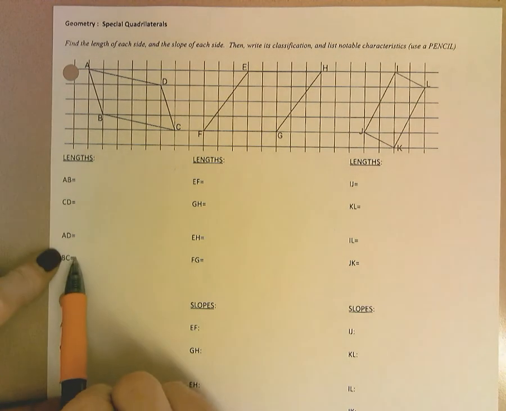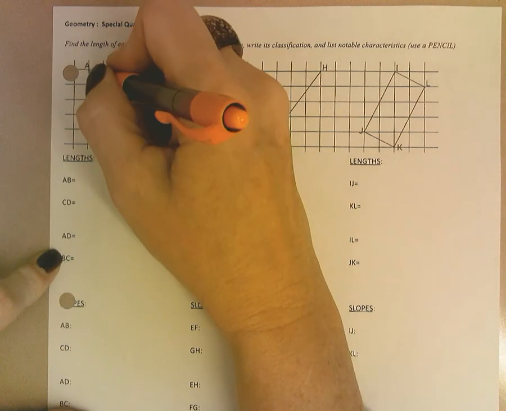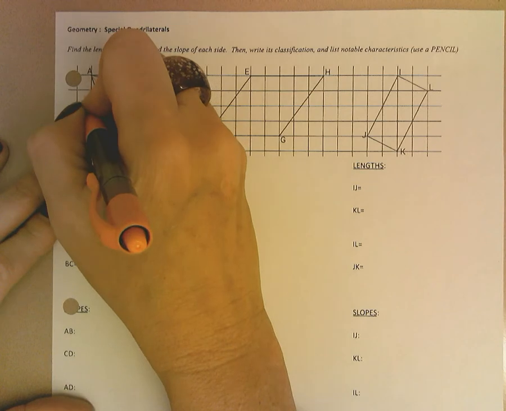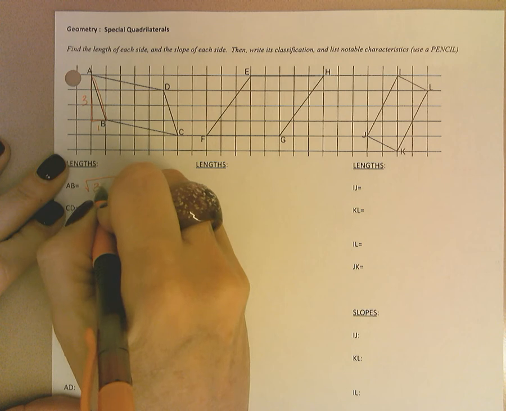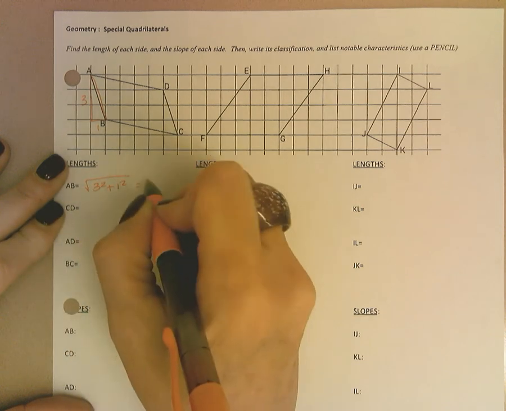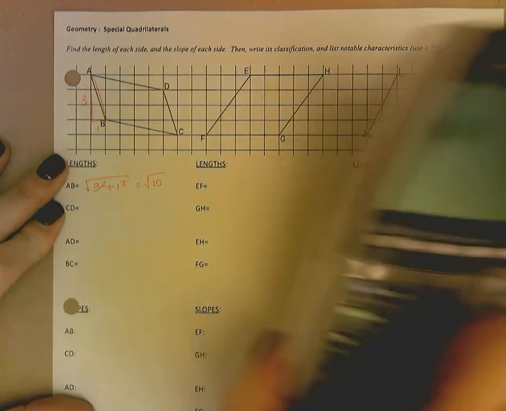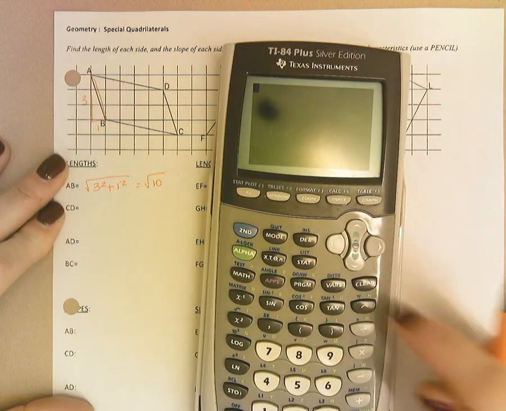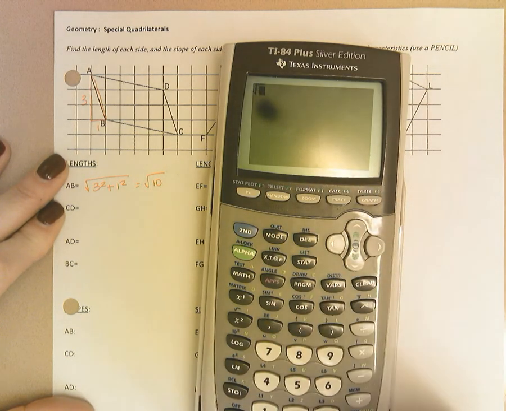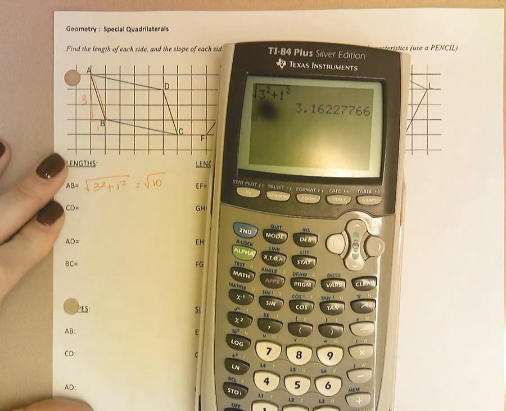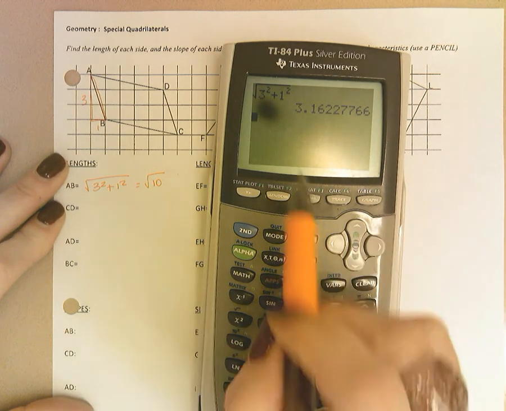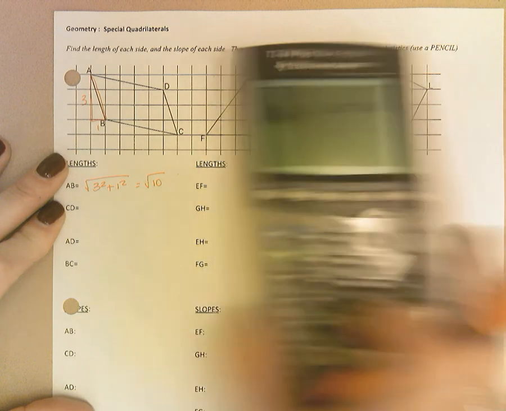It's asking you to find 4 lengths. So for AB, side AB here, draw in your Pythagorean triangle. Label it if you want. This side is 3, this side is 1. So the length of AB is 3 squared plus 1 squared. So that is the square root of 10 on your calculator. You can just type it straight in, square root. The answer is 3.16. We don't need to do any rounding.